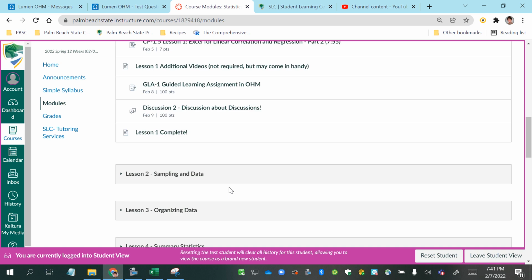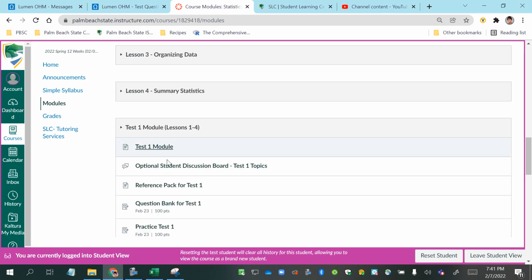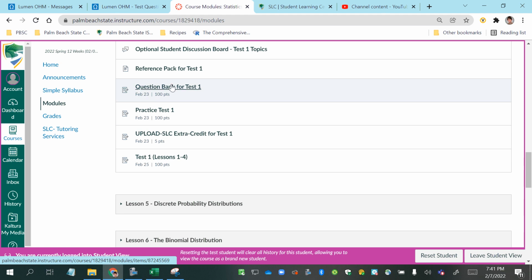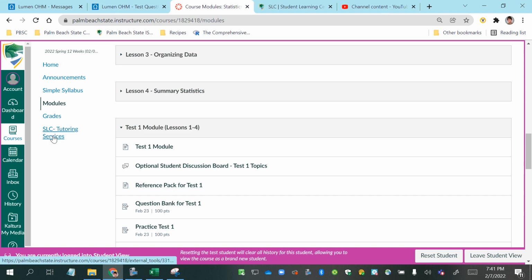There's always a testing module, and the testing module contains the reference packet, the extra credit assignments. The question bank is extra credit, the practice test is extra credit, and the upload SLC is obviously extra credit. So you can save your receipts when you get help from the SLC, and you get assistance a little quicker than having to wait for the weekly recording.